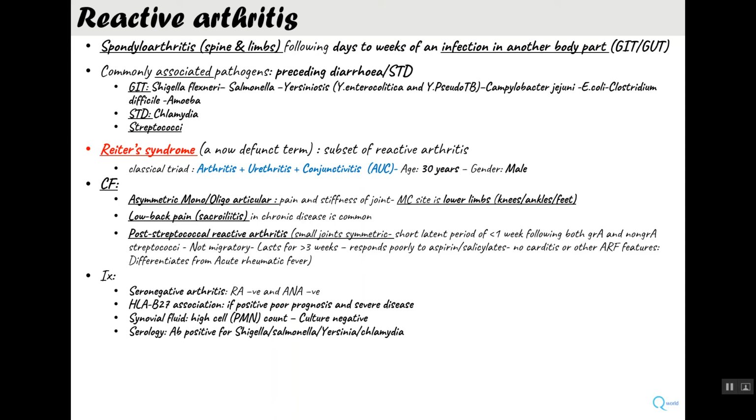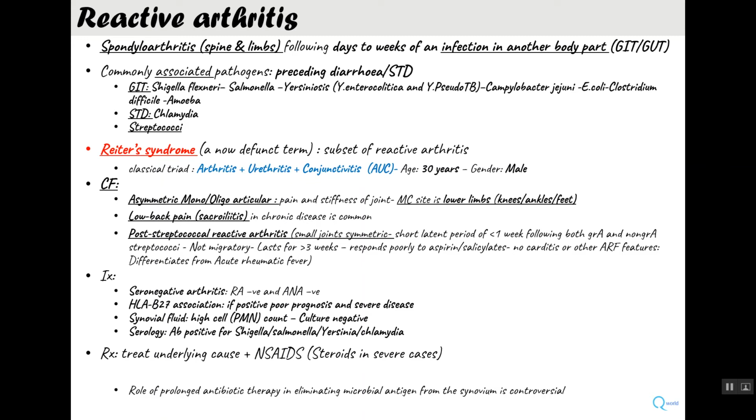But when you do serology, it shows antibody positive for either Shigella, Salmonella, Yersinia, or Chlamydia, or usually the preceding infection. How to treat it? We have to treat the underlying cause, and for joint inflammation, we usually give NSAIDs. We can give steroids in severe cases.